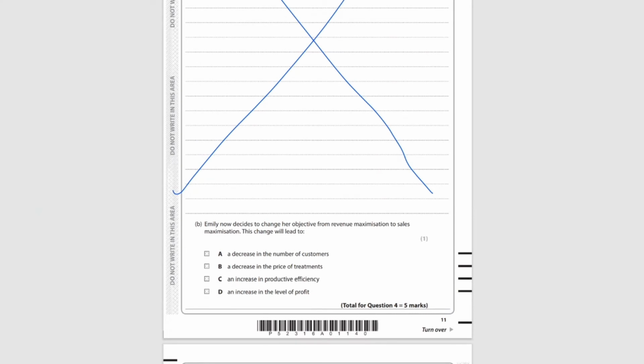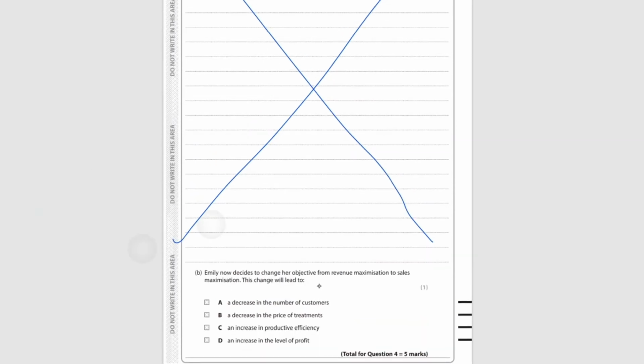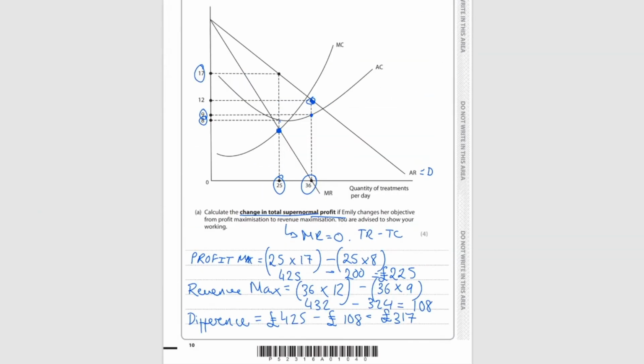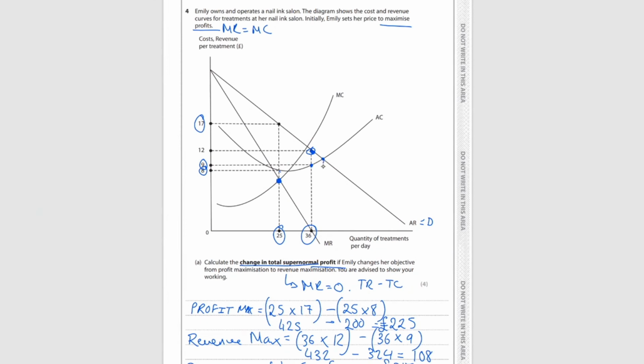Emily now decides to change her objective from revenue maximization to sales maximization. This change will lead to, okay, sales maximization is where AR equals AC. And if we go up to our diagram, AR equals AC is this point here. So this is like Q3, and this is maybe P3. Now remember that this is the profit max price, PMP. This is the revenue max price, RMP, 12, and this is the sales max price, SMP.